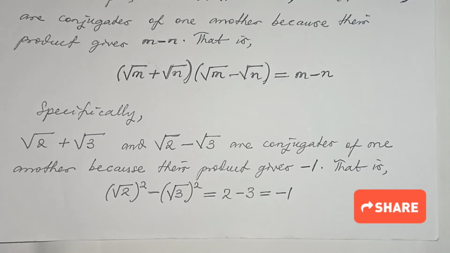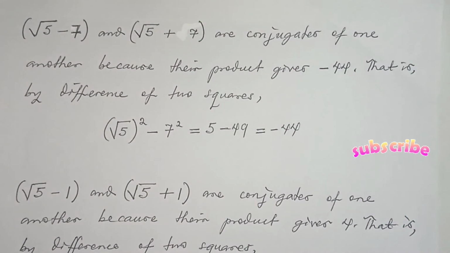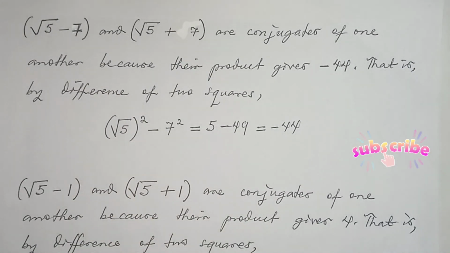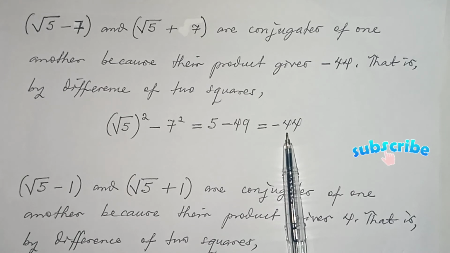Okay, so let's move ahead to the next specific instance. Now notice again that these two sorts are conjugates of one another. Again, why are they conjugates of one another? It is simply because their product gives you minus 44. Minus 44 is a rational number. Their product gives you a rational number, and in this case minus 44.